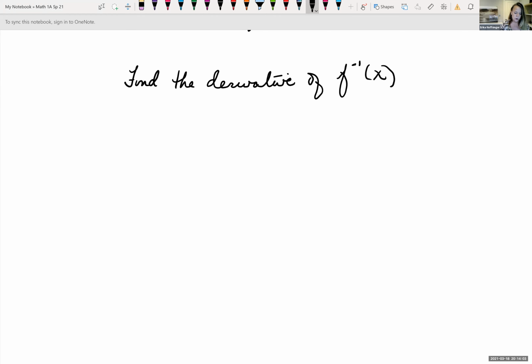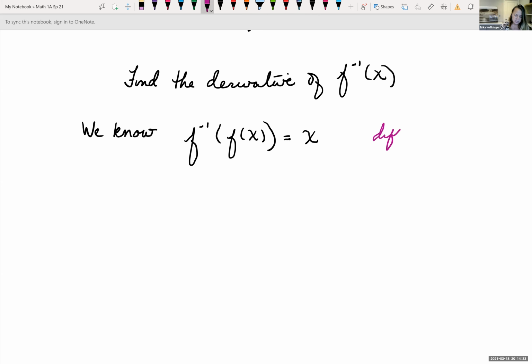So let's start with what we know. We know that if we have f inverse of f of x, because they're inverses of one another, this is the same thing as x. So now let's take the derivative of both sides. Differentiate both sides of the equation.